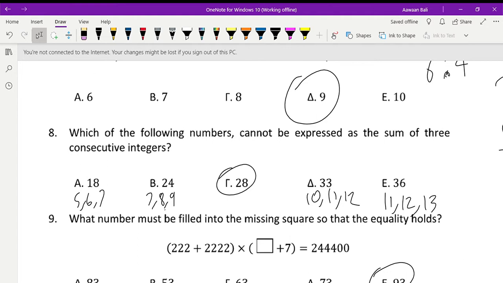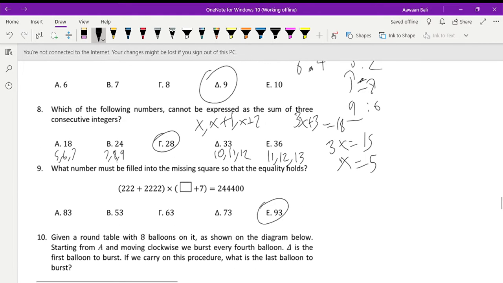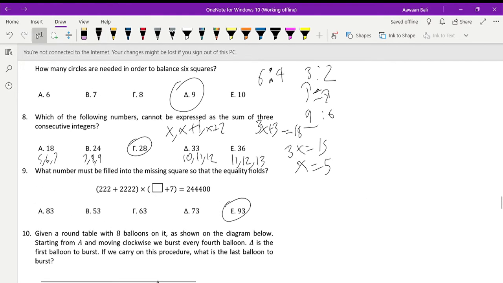You can also find a method for this. So basically, the consecutive numbers are x, x plus 1, and x plus 2. If you add them all together, you get 3x plus 3. Now, when you check a number, you can do minus 3 on both sides, you get 3x is 15, divide both sides by 3, and you get x is equal to 5. Now basically, the thing is, if you get a number which is not a whole number, then that means you can't get the sum. So 3x plus 3 is equal to 28, let's say that.